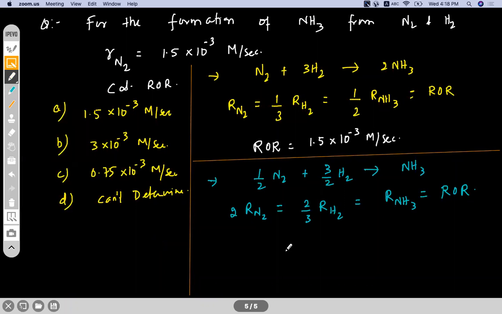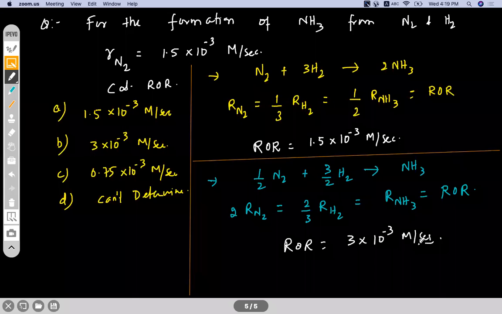So what is the rate of reaction from this? That is 2 times R of N2, and we are getting 3 into 10 to the power minus 3 molar per second. So the rate is always defined for 1 mole, so we have to take 1 mole of N2. That is what I'm talking about. Just listen to me first.